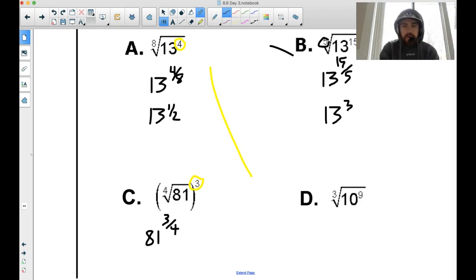So this next one here is going to be 10 to the 9/3 power, which everyone knows 9/3 is the same as 3. So 10 to the 3rd power is, I can do that one, 1,000. All right, so there's that.